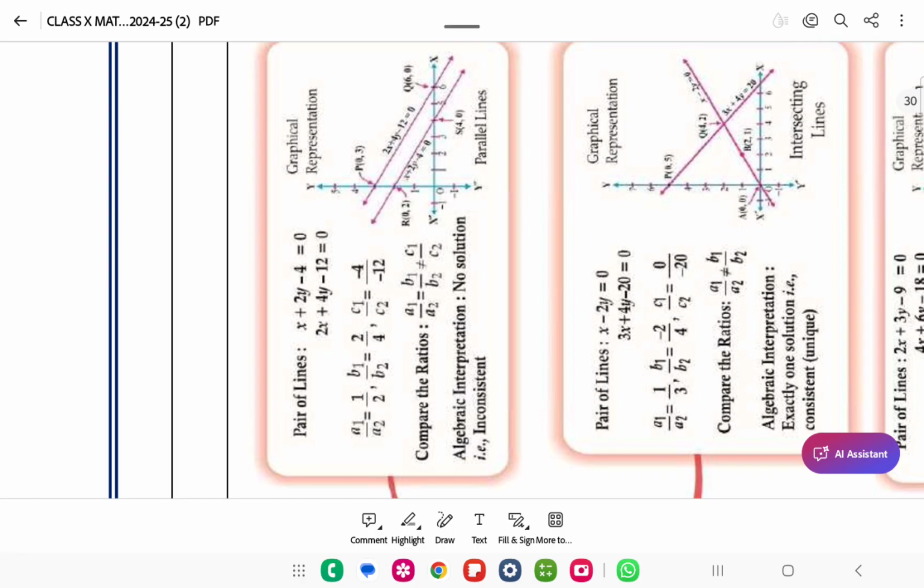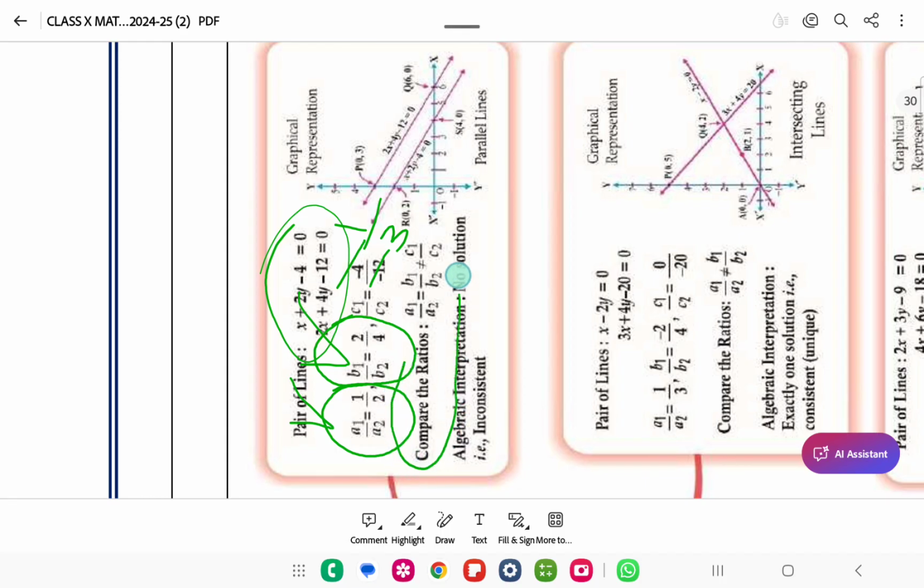Here you can see that in both equations, I will zoom in and show. In these two equations, a1 by a2 is 1 by 2, b1 by b2 is 2 by 4, and c1 by c2 is minus 4 by minus 12. So a1 by a2 is 1 by 2 and b1 by b2 is 2 by 4. It means 2 ones are 2, 2 twos are 4, so it is also 1 by 2. So a1 by a2 equals b1 by b2, but not equal to c1 by c2. Here 4 ones are 4, 4 threes are 12, so 1 by 3 will not equal 1 by 2.